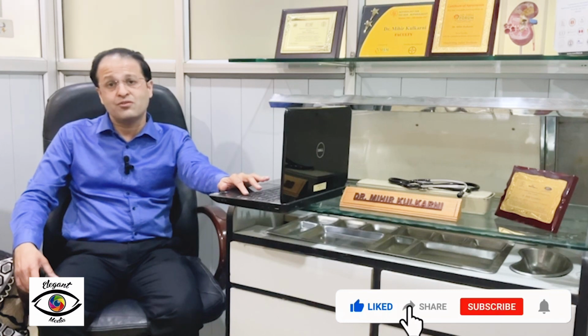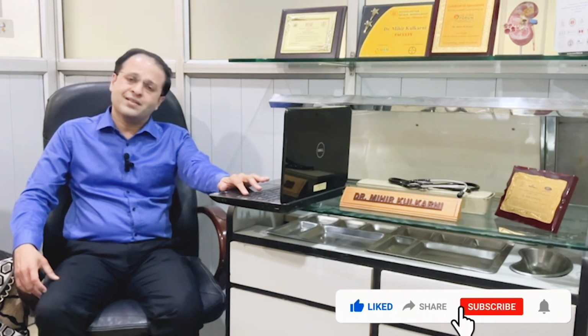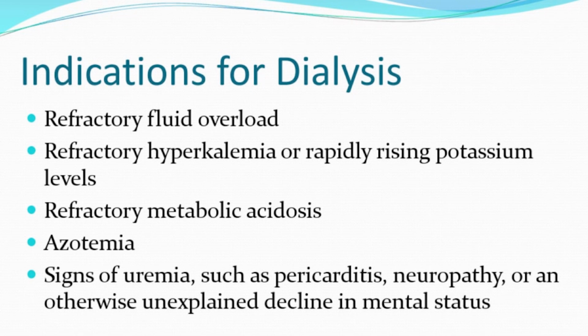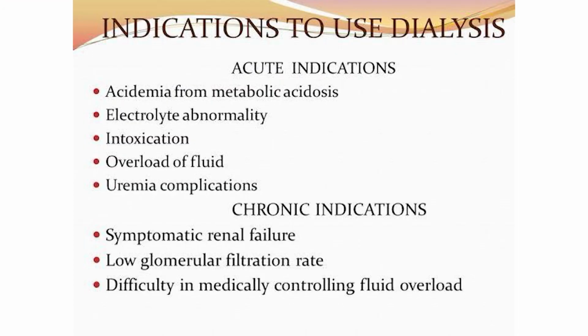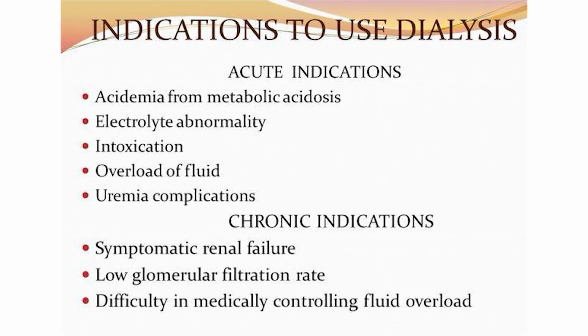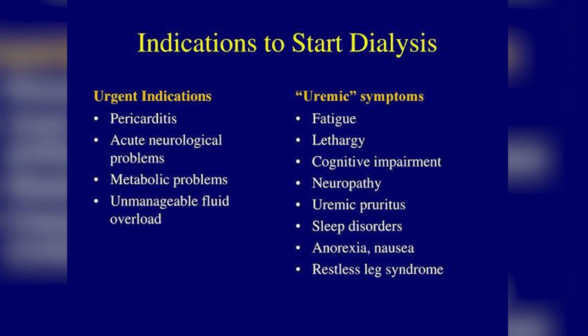Someone who has come with fluid overload, the kidney is not able to remove excess water, and in spite of all medicines, he is not responding. That is the time. Someone whose potassium level is really high and all medicines are unable to control, because potassium is not at all good for the heart. A high potassium can stop the heart, it can cause a cardiac arrest. So, if potassium is not controlled with medicines, dialysis has to be started. Unwanted acids are removed by the kidney. If the kidney does not remove these unwanted acids and medicines don't help, that is the time dialysis is to be started.